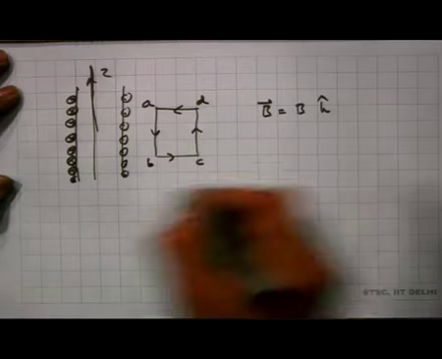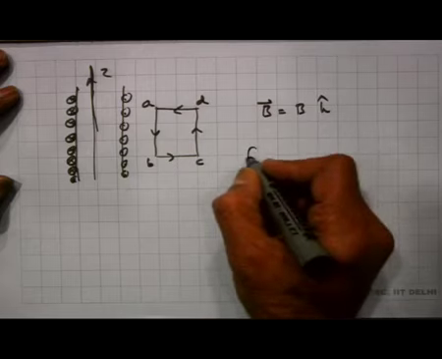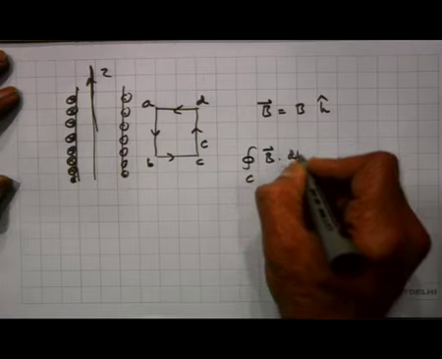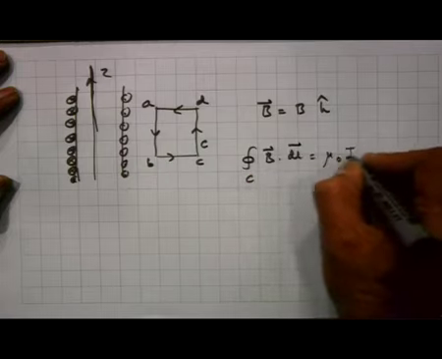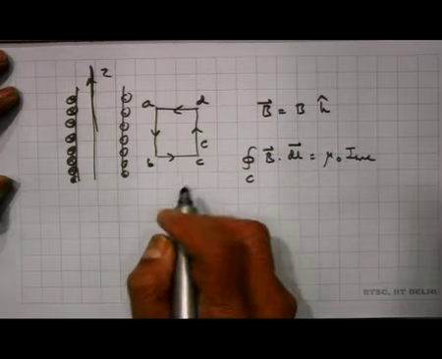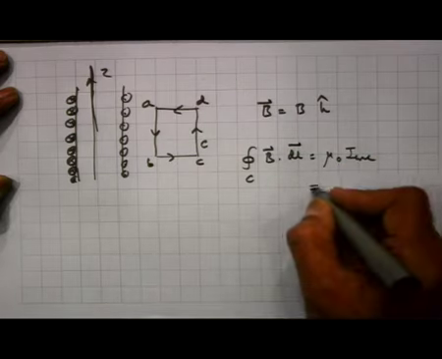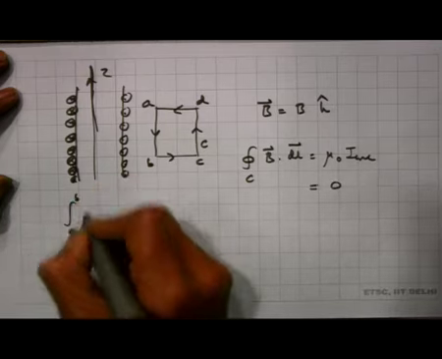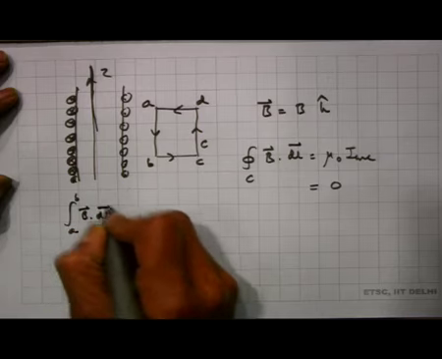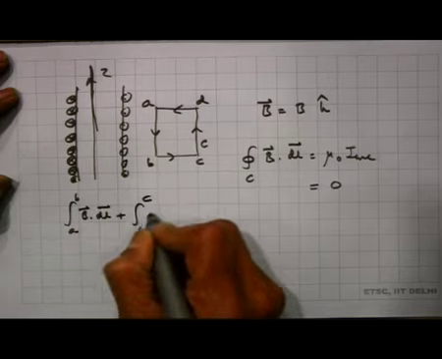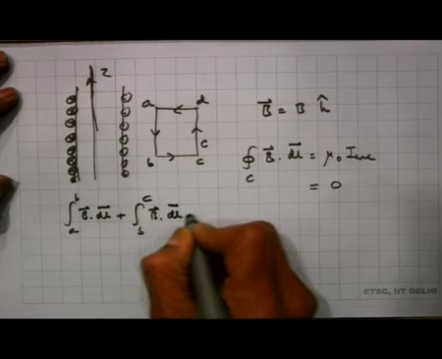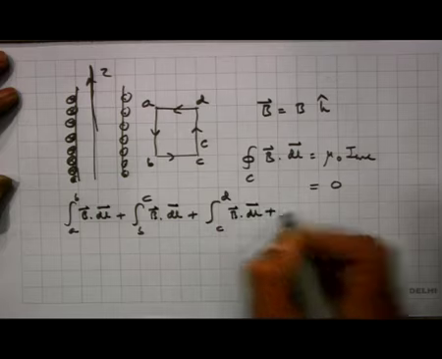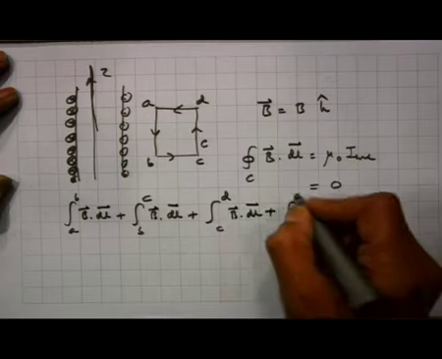Now I use Ampere's law for this loop integral. This is the curve C. This loop does not enclose any current, so this must be equal to 0. So, integral a to b of B dot dl, plus integral b to c of B dot dl, plus integral c to d of B dot dl, plus integral d to a.